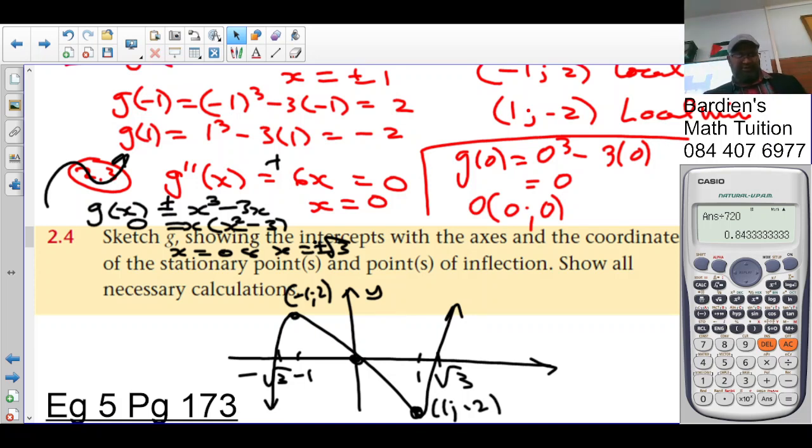Which page? 175. I gave you numbers 1 to 9. 7. So the remaining exercises are homework for the next lesson.